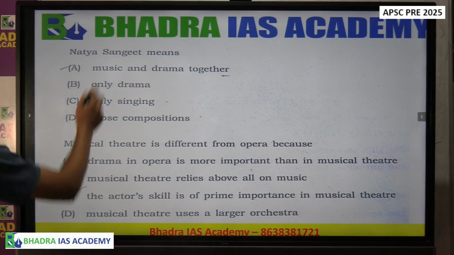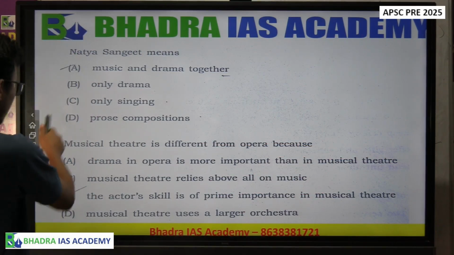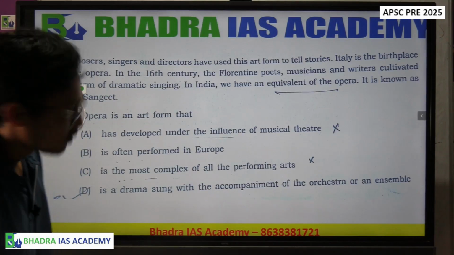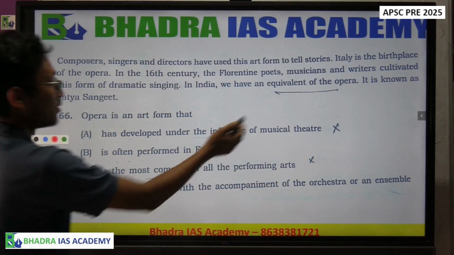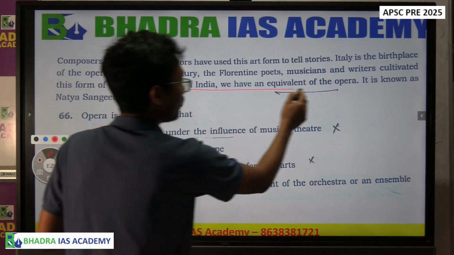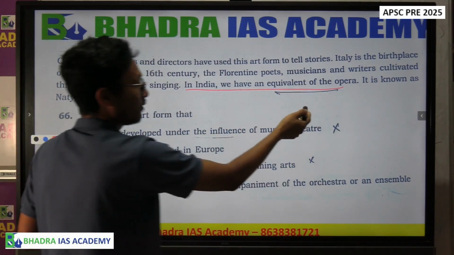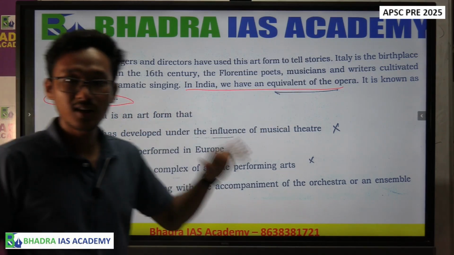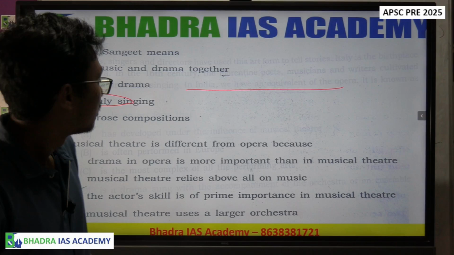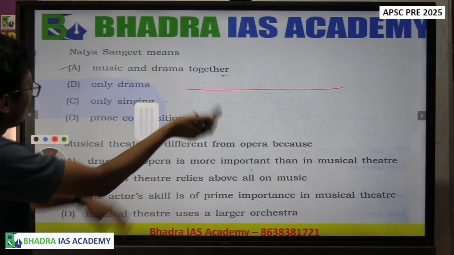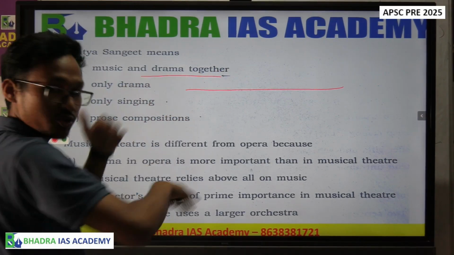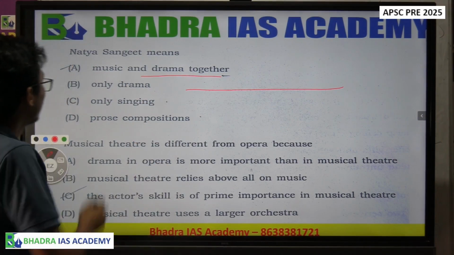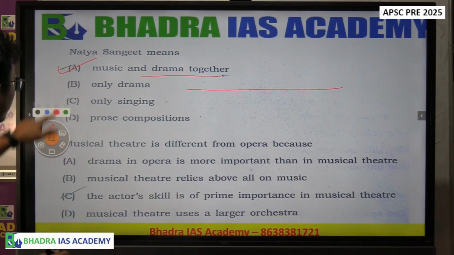Then Naitya Sangeet ei kotha tu koi dise je yate. So in India we have an equivalent of the opera. It is known as Naitya Sangeet. So Naitya Sangeet is similar to opera, and opera to eta koi dise je opera to music and drama together mane composition hoy, music u chole tar drama chole. So here correct answer hobo option A.